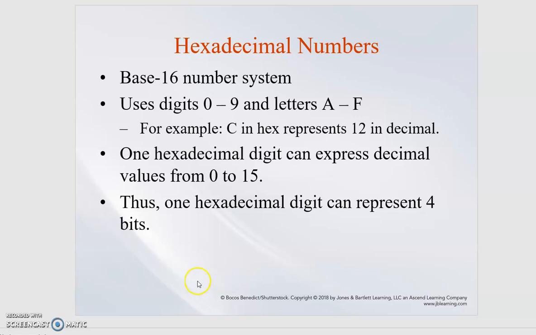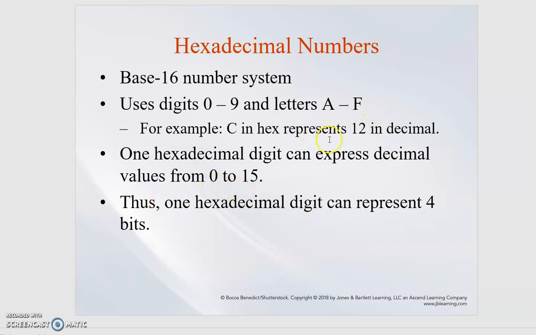Then we have another numbering system called hexadecimal, right? Hexadecimal is another way you can represent numbers. Hexadecimal is a base 16 number system. It uses digits 0 to 9 and A to F. You have the decimal digits 0 to 9 plus the letters A to F, so it can have a base 16 number.